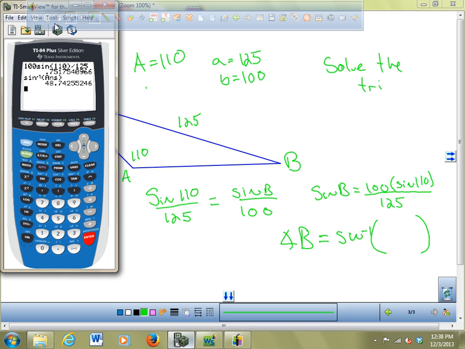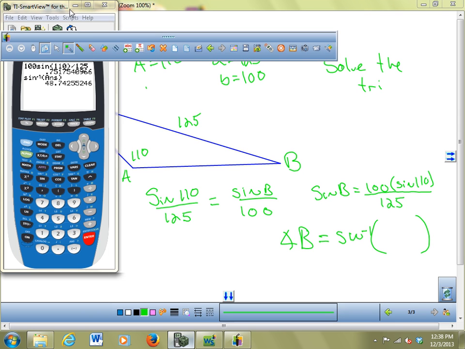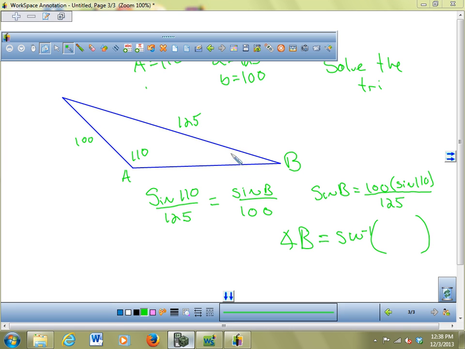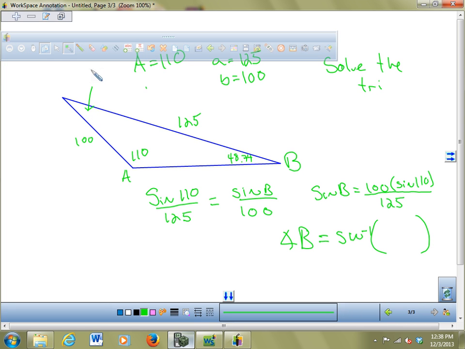And once you know that this angle is 48.74 degrees, then you can figure out this angle by just subtracting from 180 and finding that angle up there. And round off to like the hundredth place or something like that. So what's that angle? 110, 158. What's that?